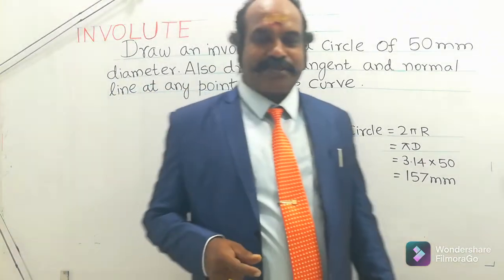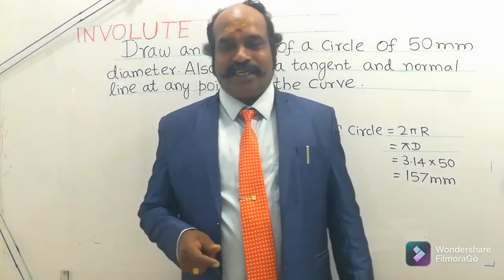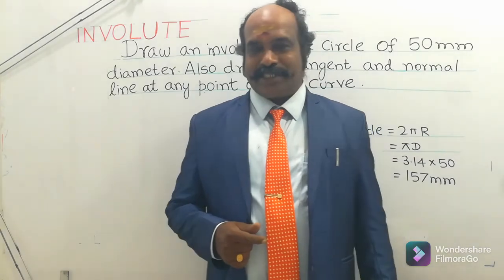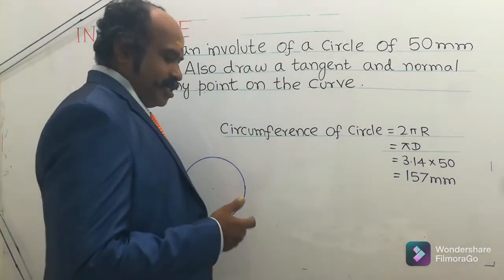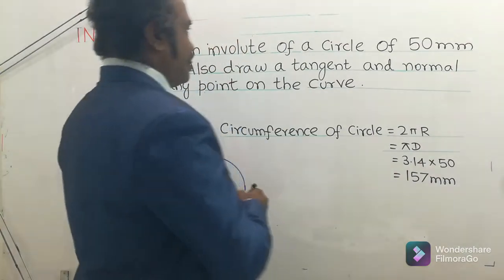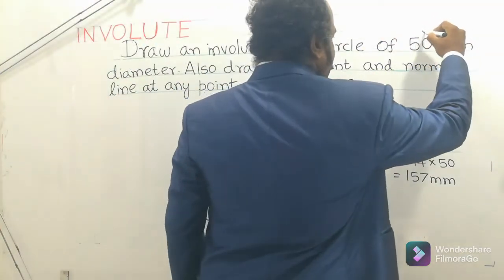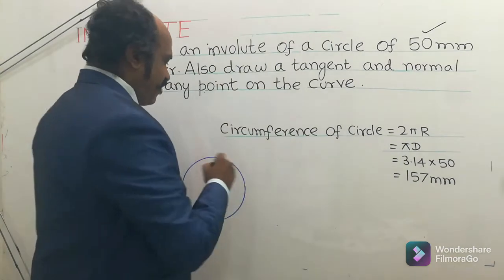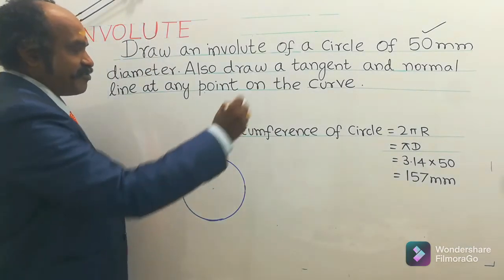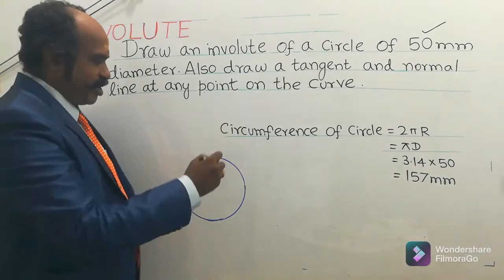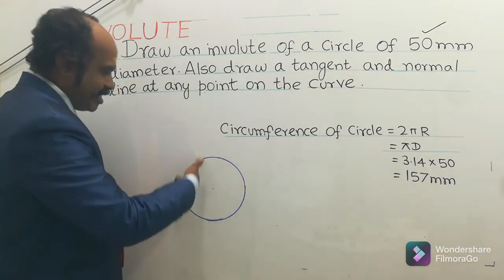This question appeared in the Anna University April-May 2022 examinations. So we'll draw the answer diagram for this given question. The diameter of the circle is given as 50 mm. 50 mm means 5 cm. For a 5 cm diameter, the radius will be half of the diameter, so 50 divided by 2 is 25 mm. Draw the circle with 25 mm radius.